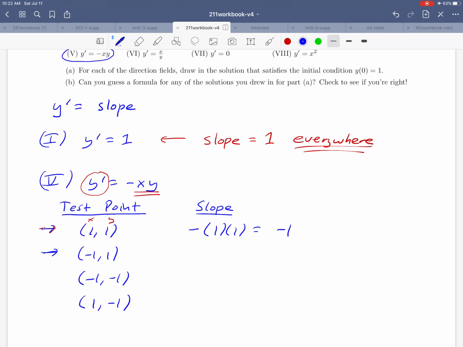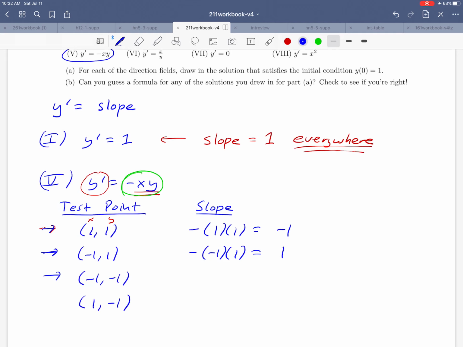So we move down to the point negative 1, 1. Now x is negative 1 and y is 1. So we're going to get negative 1 for x, 1 for y. And if we do the algebra this time, we're just going to get positive 1. And remember, slope for this differential equation is equal to negative xy. So that's the formula that we're using to calculate slope.